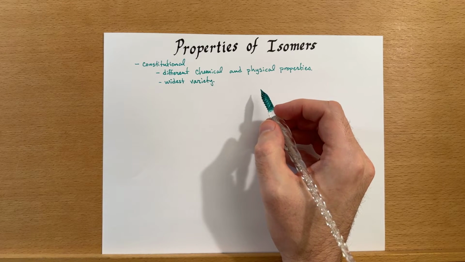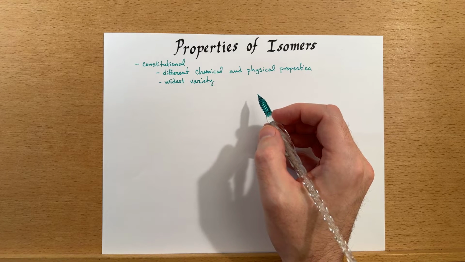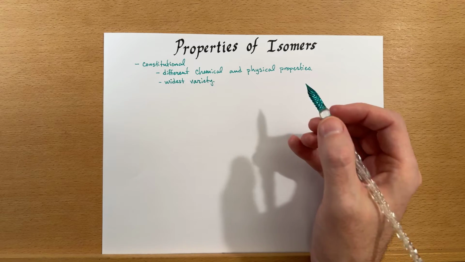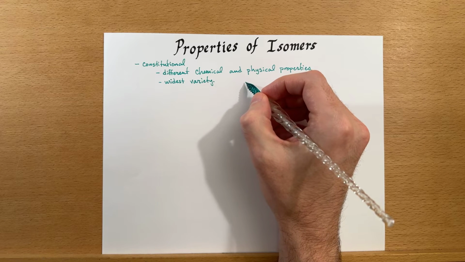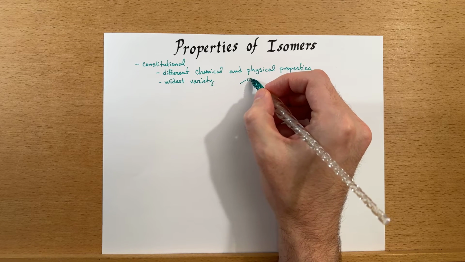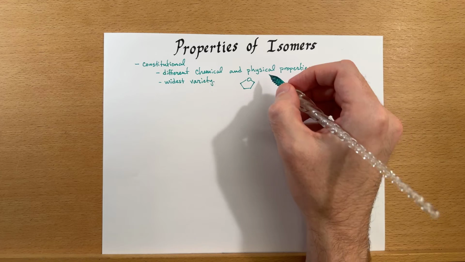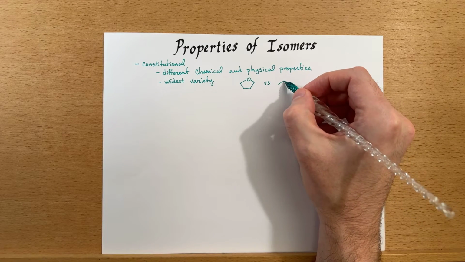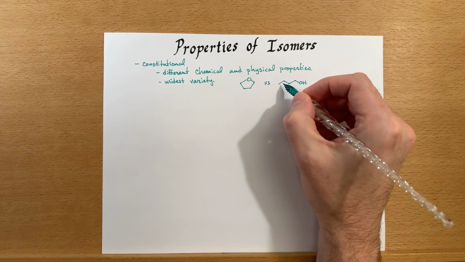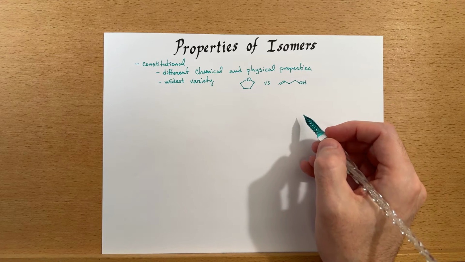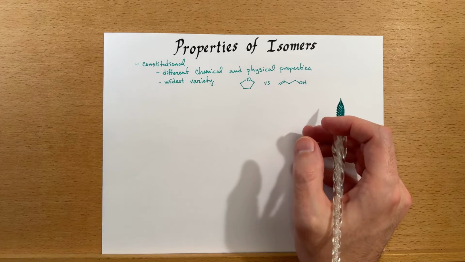The reason why is because constitutional isomers can have different functional groups on them. One example of this could be an ether, such as tetrahydrofuran, versus some alcohol. This has hydrogen bonding, so the boiling point of it will be much higher.